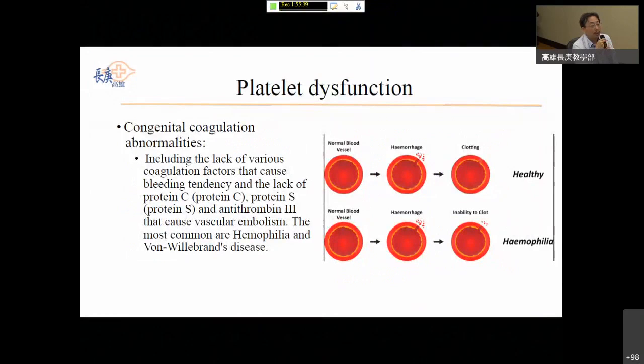Okay, another condition of bleeding tendency is due to platelet dysfunction, okay? We know that there might be some coagulation factors that help the platelet to coagulate, like protein C, protein S, and antithrombin 3, okay? So if the patient is lacking protein C, protein S, and antithrombin 3, this patient might have a coagulation tendency, okay? And cause vascular embolism. And this is the coagulation abnormality.